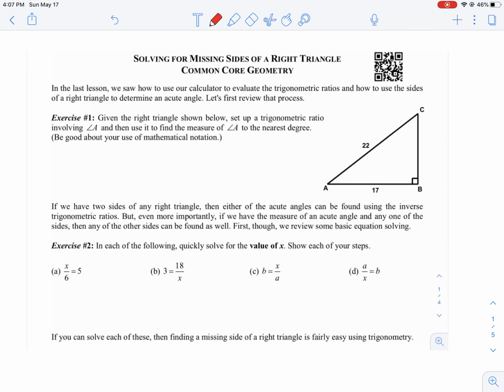Okay, guys, this is week 5. This lesson is going to involve solving for the missing sides of a right triangle and some applications with it. Hopefully you've switched your calculator to degree mode. All right, let's get started.